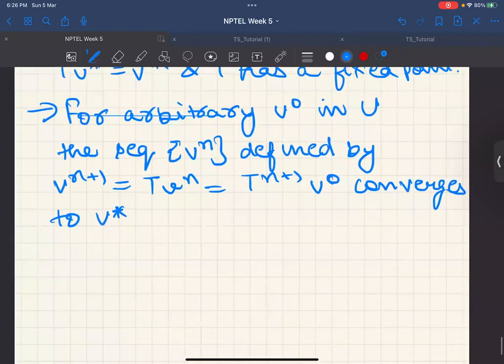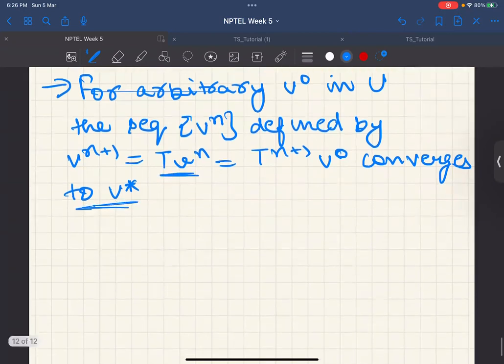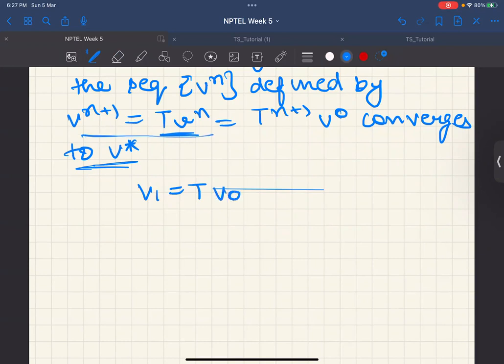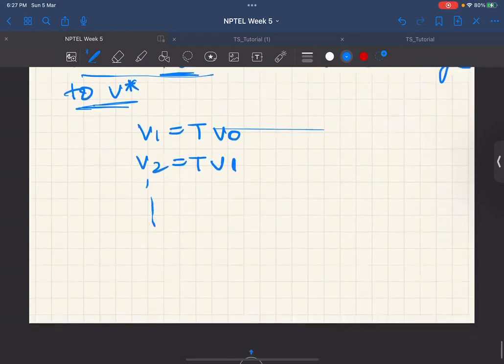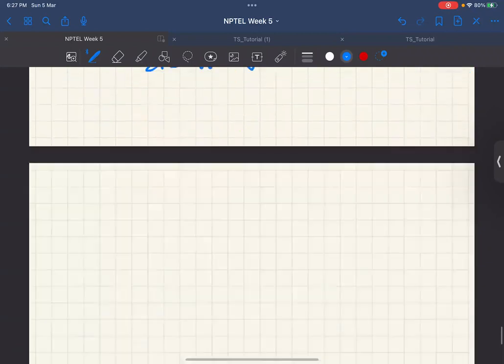For arbitrary V naught in U, the sequence Vn defined by V power n plus 1 is equal to T into V power n, which is equal to T power n plus 1 into V naught. Basically, it says that this is the fixed point. It will converge to V star. What does it mean? V1 goes to T V naught, V2 goes to T V1, and at the end we'll get V star.